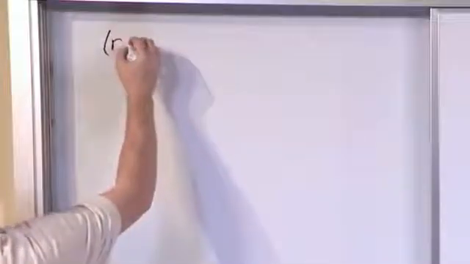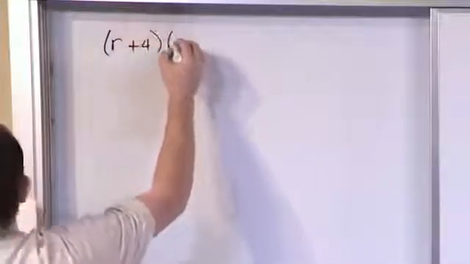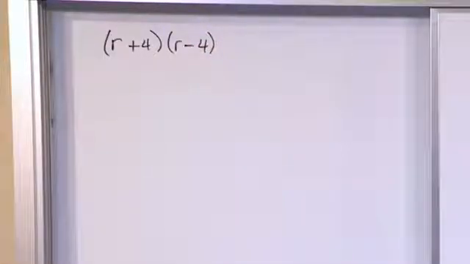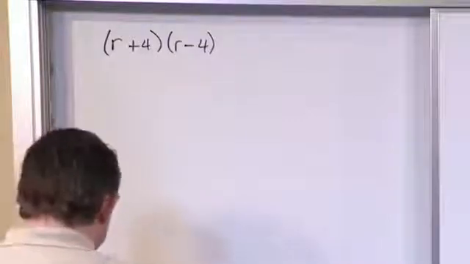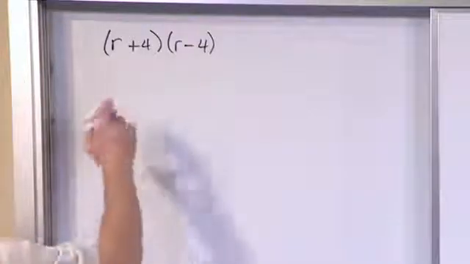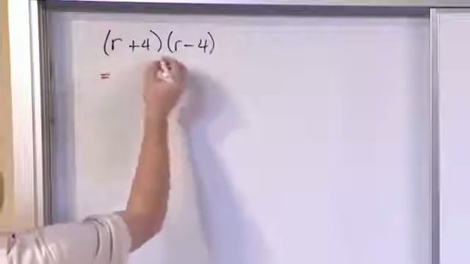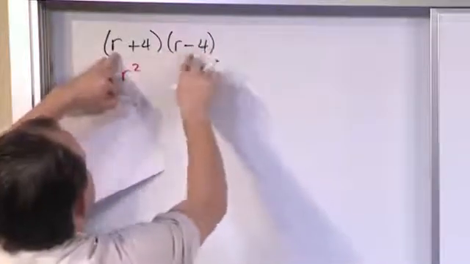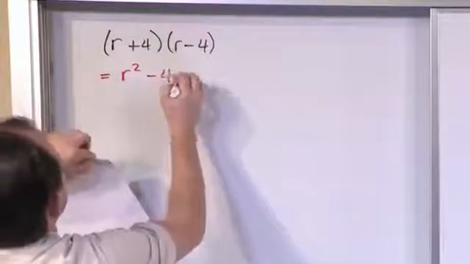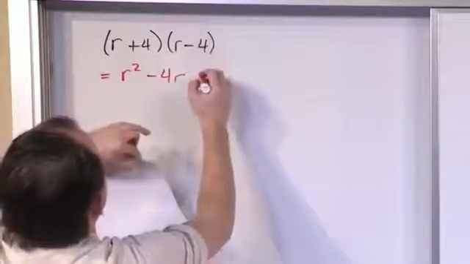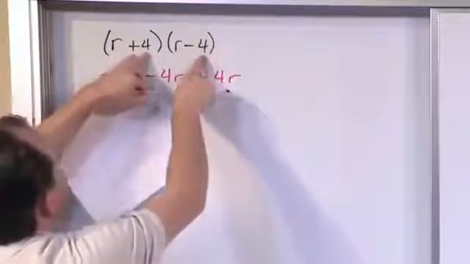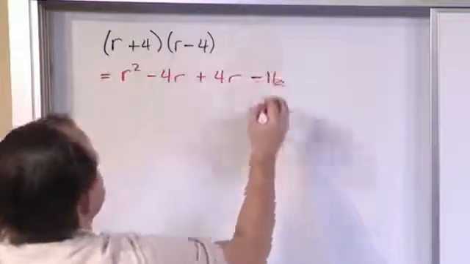All right, here I have r plus 4 times r minus 4. Not too bad, but I want to make sure and do this one for you to make sure that you understand and kind of see something here. Okay, first terms are going to be r times r, which gives me r squared. Outside terms, r times negative 4 is negative 4r. Inside terms, 4 times r is 4r. And the last terms, 4 times negative 4 is negative 16.